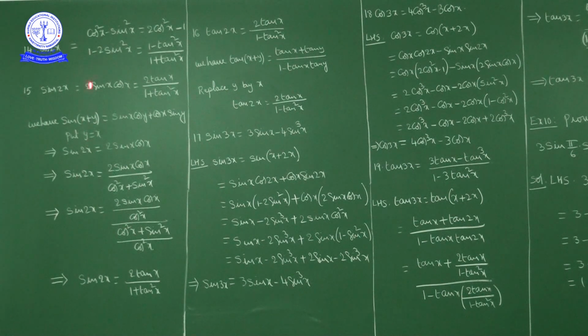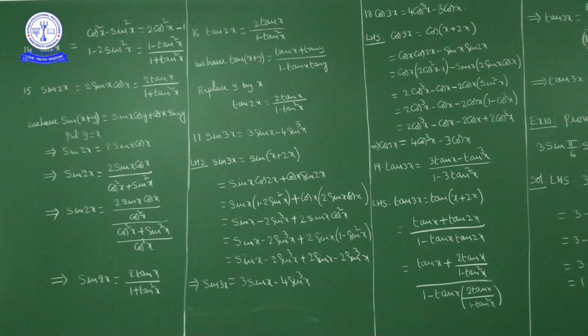The cos 2x formula is cos square x minus sin square x. Also 2 cos square x minus 1, 1 minus 2 sin square x, and 1 minus tan square x by 1 plus tan square x. We have 4 formulas for cos 2x: cos square x minus sin square x, 2 cos square x minus 1, 1 minus 2 sin square x, and 1 minus tan square x by 1 plus tan square x.